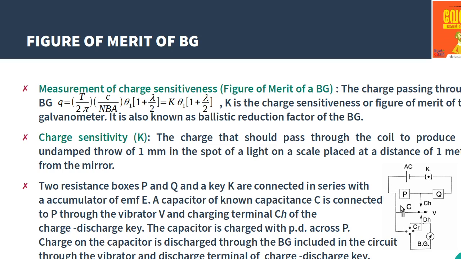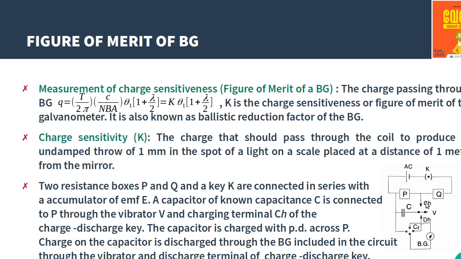But there we used a resistance box and then connected to BG through the commutator. Here we are using a capacitor of known capacitance C. Why are we using a capacitor? Because we have to store the charge and discharge the charge to find out how much charge should be sent to the coil to produce a unit deflection in this BG. So a capacitor C is connected to P through a vibrator V and a charging terminal CH of the charge discharge key.